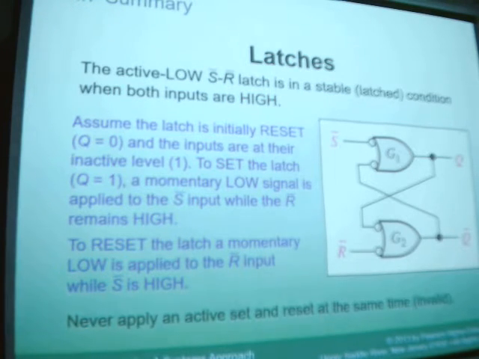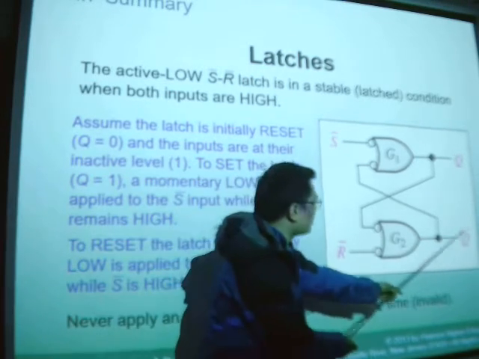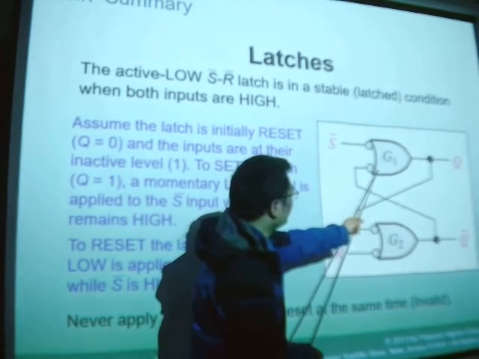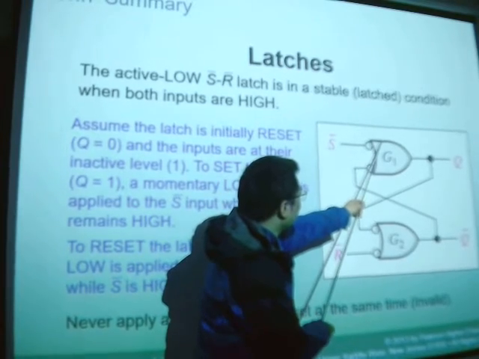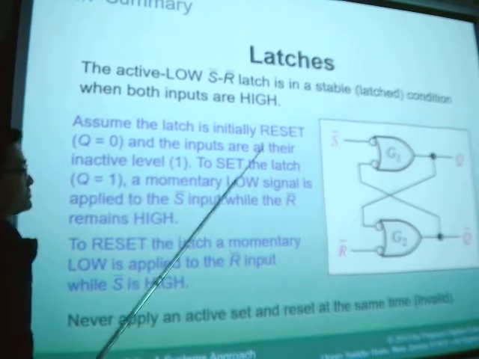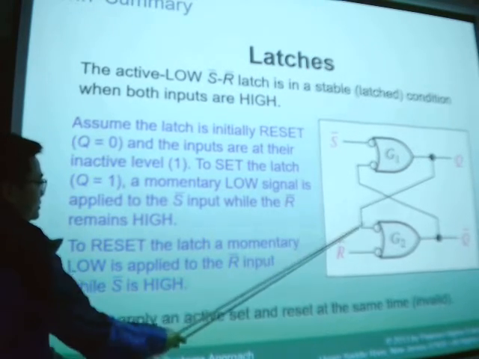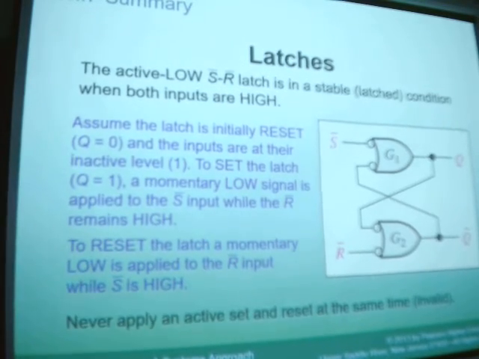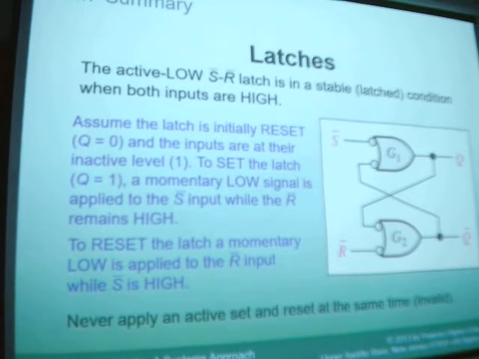But Q bar, because Q bar equals 1, so Q equals 0. Yes, because Q bar equals 1, 0 plus 0 equals 0. So Q equals 0. And it remains this value, so it equals 0.